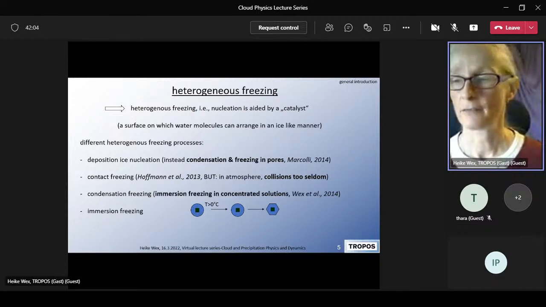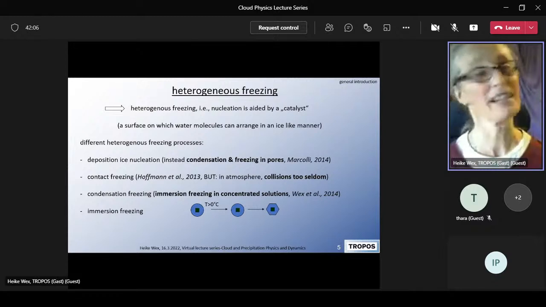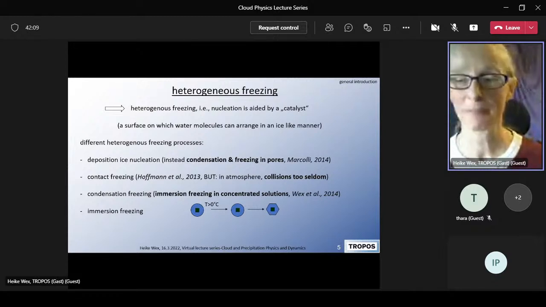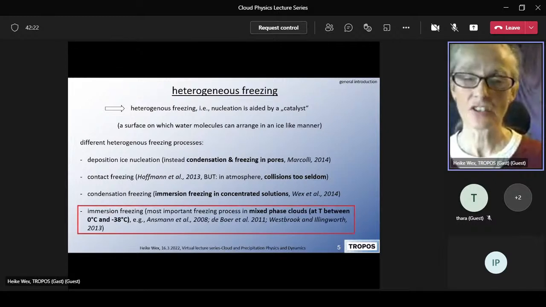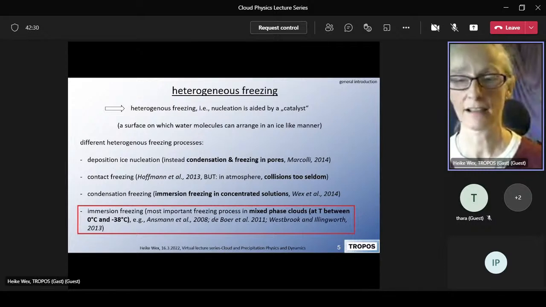Condensation freezing. I had a paper on that in 2014, and I have much more data, just never managed to finish writing that up, that actually condensation freezing can be looked at as immersion freezing in concentrated solutions. You can use the same equation and just add a freezing point depression. And immersion freezing is the last that is still there now, and that has been acknowledged to be the most important freezing process in mixed-phase clouds in that temperature range between 0 and minus 38 degrees Celsius, where those mixed-phase clouds are. And there are some publications that said that already early on.